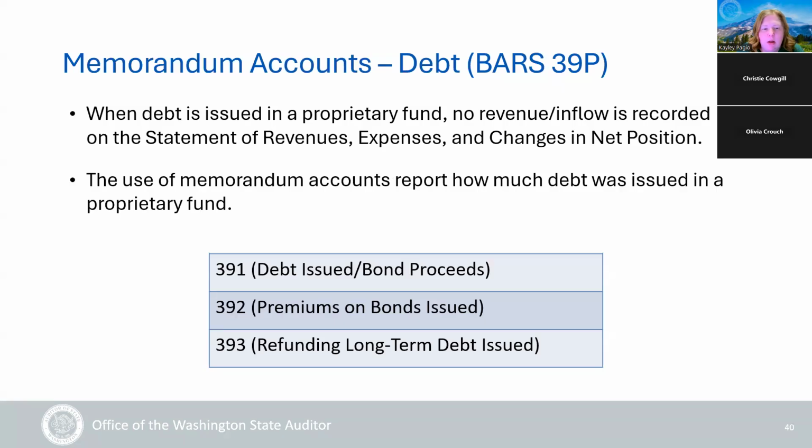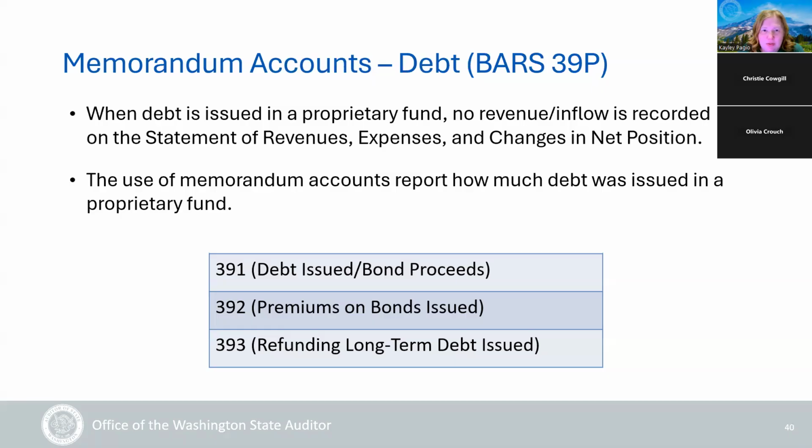So let's talk about memorandum accounts for debt-related activities a little more closely. When debt is issued in a GAAP proprietary fund, no revenue or inflow is recorded on the statement of revenues, expenses, and changes in net position. Historically, since this activity is not recorded on the operating statement, it would have been omitted entirely from the Schedule O1 to avoid balancing issues. That prevents you from submitting the report, which we don't want.